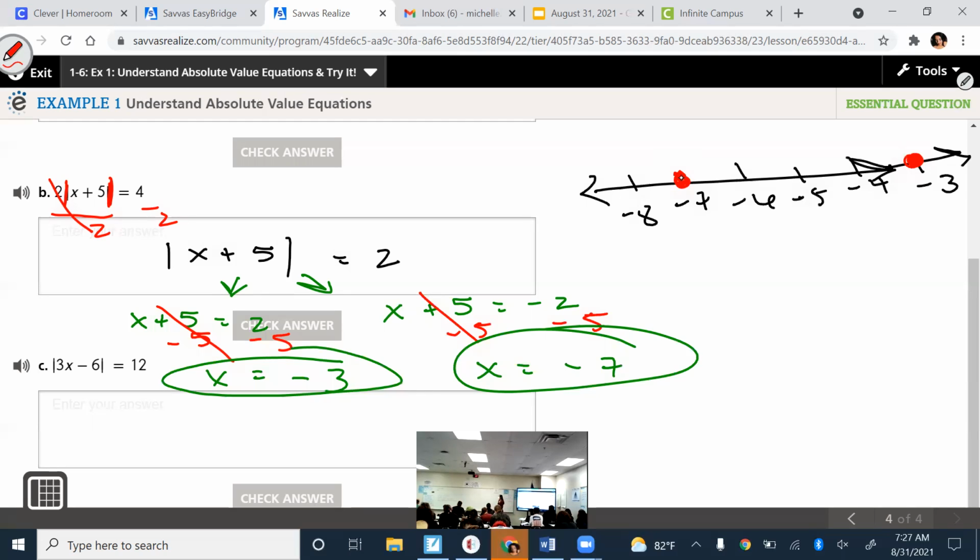Do I need to draw arrows anywhere for equations? Do I have a range of answers, or do I just have where the 2 dots are? Just where the 2 dots are. So I'm done there. All right, questions?